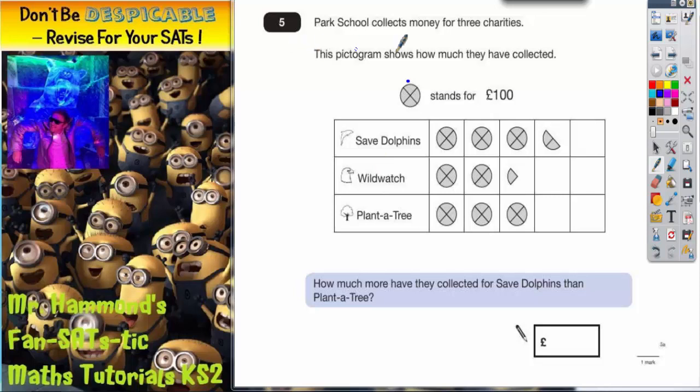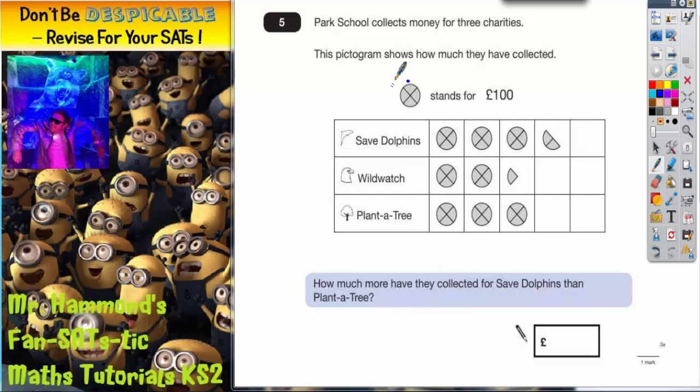Question five. Park School collects money for three charities. This pictogram shows how much they have collected. So we've got Save Dolphins, Wild Watch, and Plant a Tree. How much more have they collected for Save Dolphins than Plant a Tree?